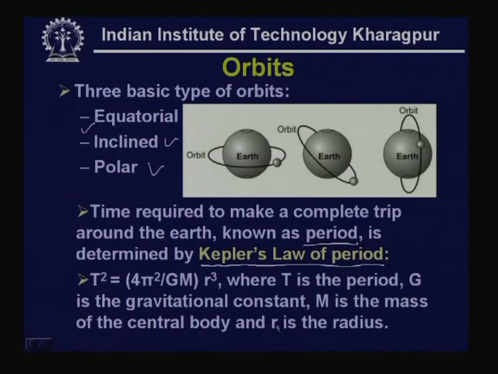You see, this radius is different from the altitude from the surface of Earth. Sometimes the radius of the orbit is given, sometimes the altitude is given, so you have to understand the difference between the altitude and the radius. Obviously, the altitude will be less than the radius.